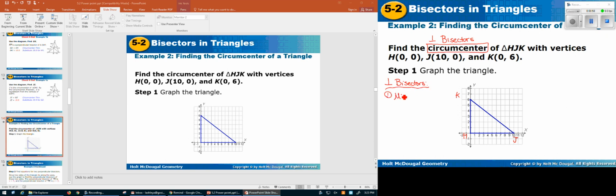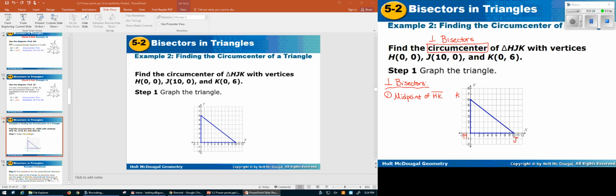So pick a side that you want to draw the perpendicular bisector through and find the midpoint. Now, if it's a triangle like this one that has a vertical side and a horizontal side, I would suggest that you use those sides. They'll be easier to find your midpoint. You can just count. So for example, I'm going to find the perpendicular bisector of side HK. So I'm going to first find the midpoint of HK.